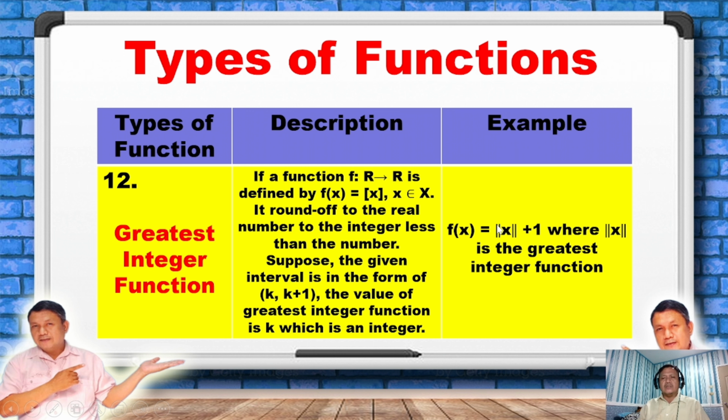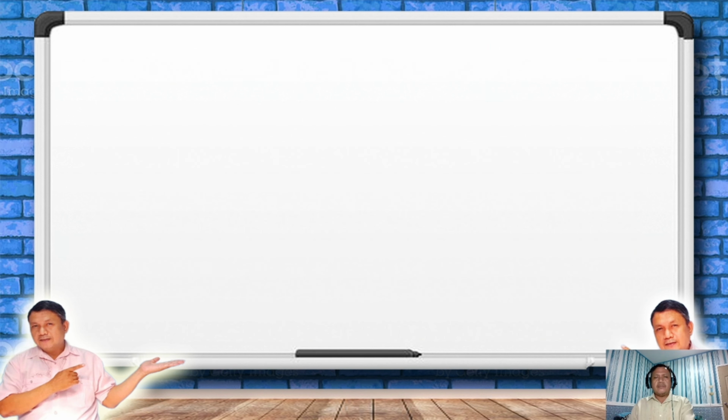Okay, so tig-dalawa naman po ito. Kanina sa absolute value function, isa dito, dalawa. Pero minsan gumagamit din po sila ng brackets. Mamaya may example po tayo ng greatest integer function.